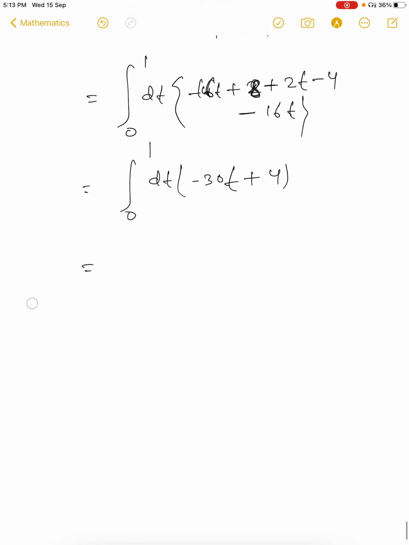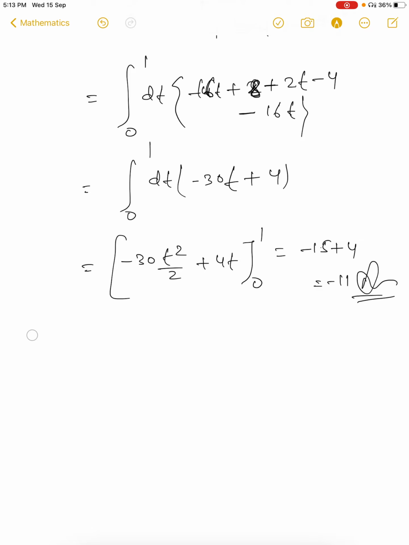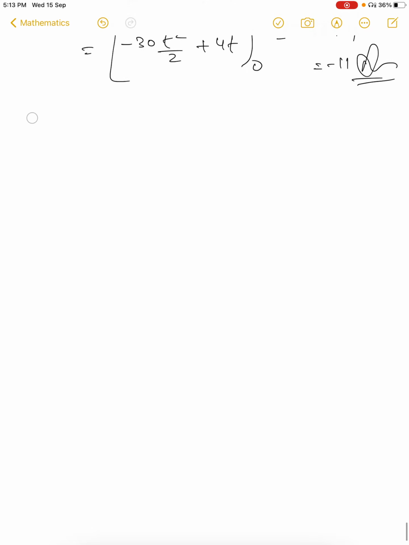After integration, we will get minus 30 t square by 2 plus 4t, integration 0 to 1, and minus 15 plus 4 is equal to minus 11. Answer will be minus 11. Now comes to next question.